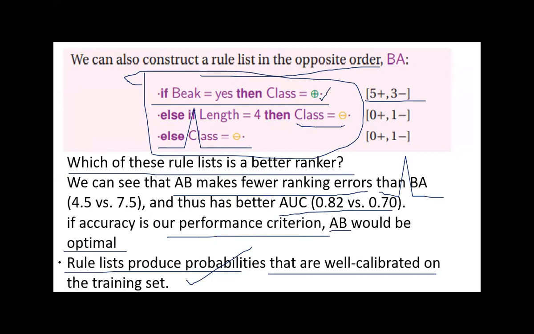But finally, rule lists produce probabilities that are well calibrated on the training set. This is it for today. Thank you.